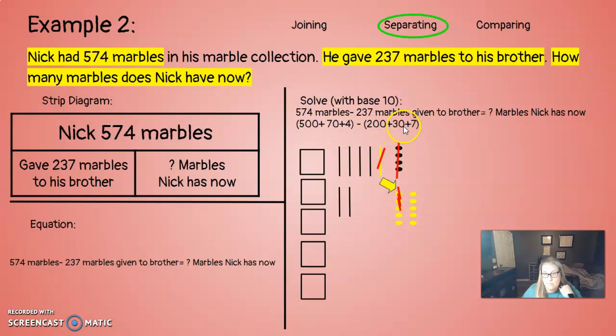Now I'm going to get rid of 3 tens, or 30. So I'm going to get rid of 1, 2, 3. And then finally, I'm going to get rid of 200. So I'm going to get rid of 1, 2. Now, in order to figure out how many marbles Nick has left, all I have to do is count the ones that are not crossed off.